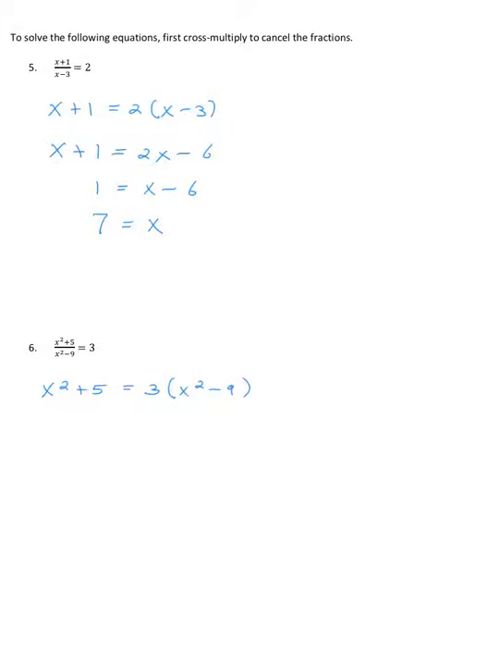All right, I think I'll have to distribute the 3. So I get x squared plus 5 is equal to 3x squared minus 27. I'll subtract x squared from both sides, so I get 2x squared minus 27 on the right and 5 on the left. I'll then add 27 to both sides, and I get 32. I'll then divide both sides by 2, which gives me 16.